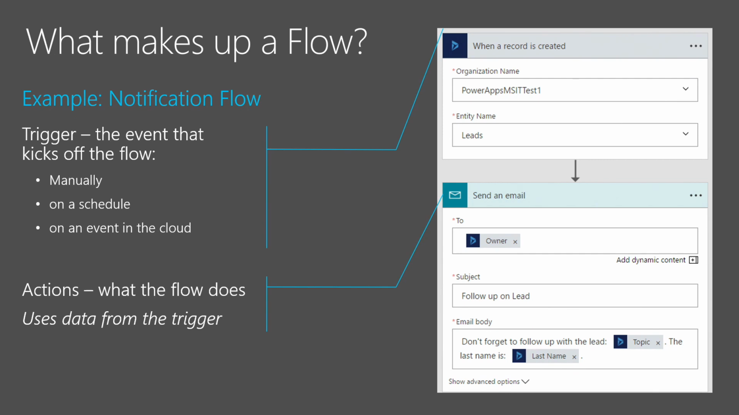The other key notion about Flow is an action. It's what happens when the trigger condition is met. So in this case, when a new lead is added, it sends an email to the owner of that lead saying, please follow up, with the email body: Don't forget to follow up with the lead. Here's the topic, and the last name is so-and-so. Topic and last name are what we call dynamic content or dynamic tokens. They're coming from my trigger. So whatever the trigger condition says, those will be carried through in my actions.